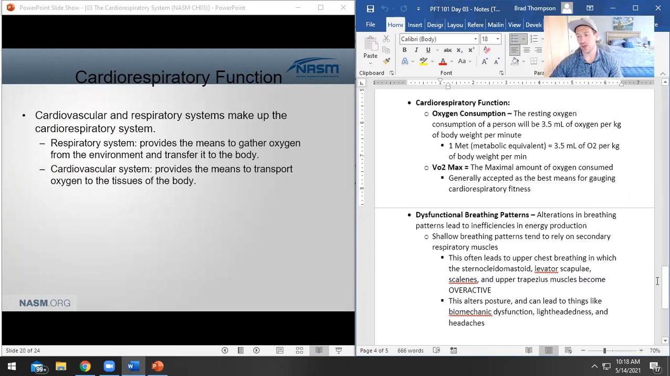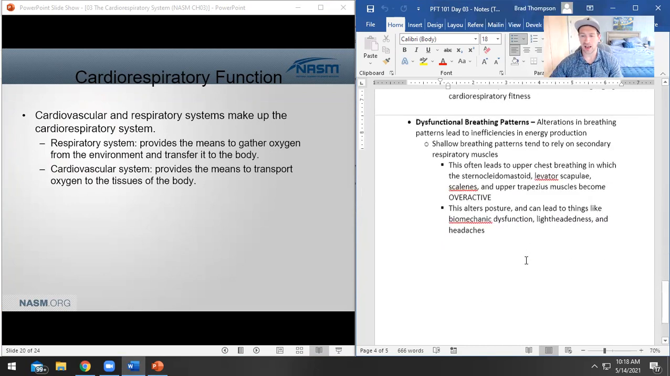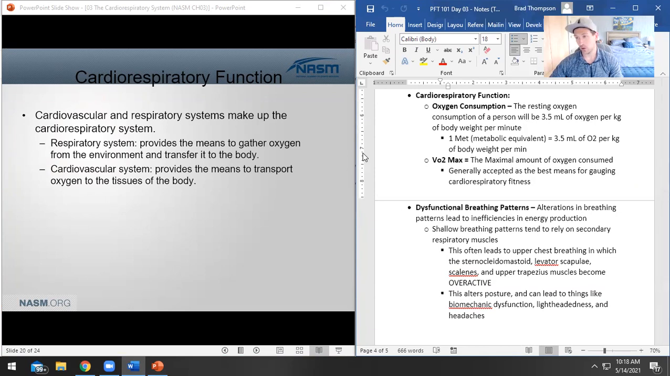All right, next section. We are looking at our cardiorespiratory function. We said we looked at the heart's anatomy, and then we looked at the function of the heart. That's your cardiac output, right? Heart rate times stroke volume. Well, you kind of have a similar situation happening here in your respiratory system.